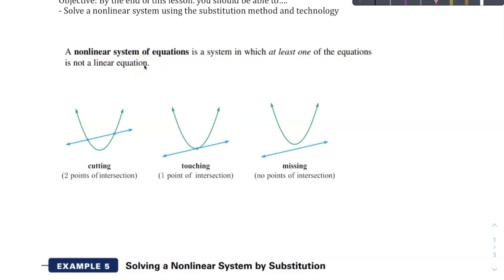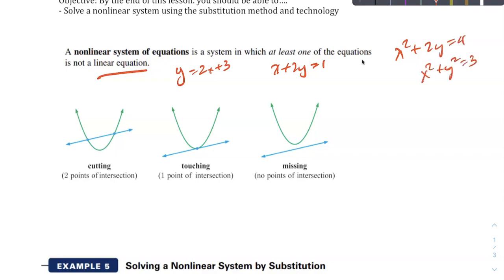Remember, linear means the highest power is 1. So you get something like y equals 2x plus 3, or x plus 2y equals 1. Those are all linear systems. A nonlinear system has a power higher than 1, like x squared plus 2y equals 4, or x squared plus y squared equals 3. The combination of these things makes this a nonlinear system of equations.